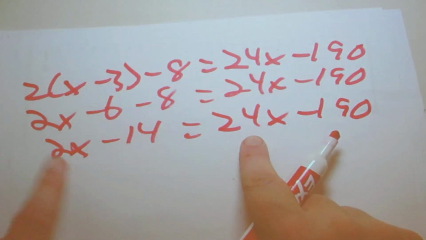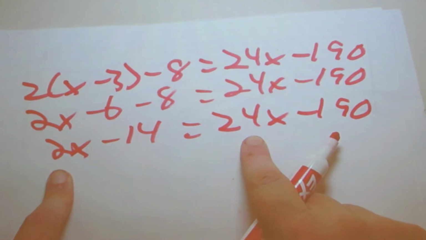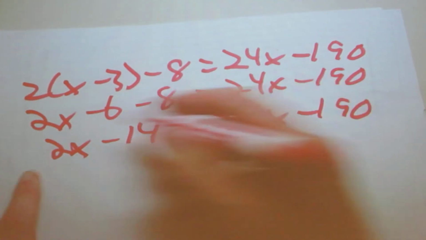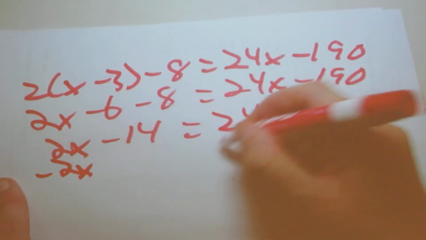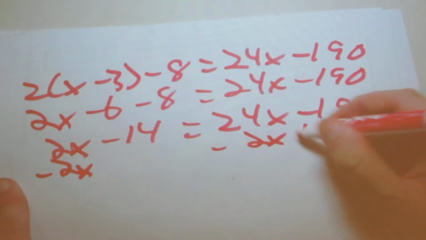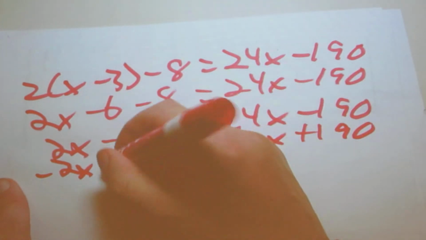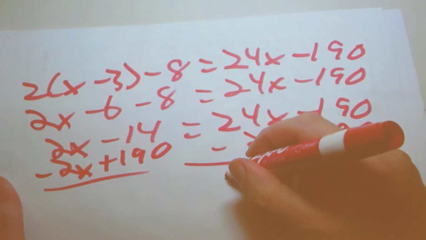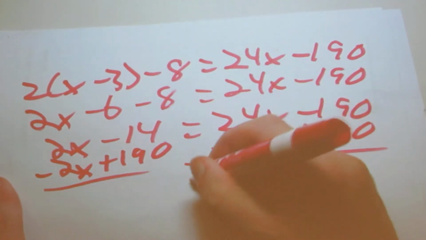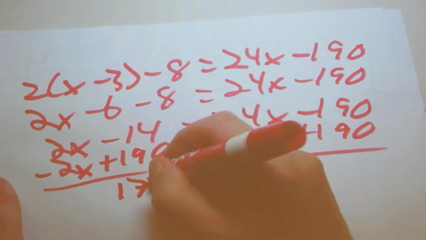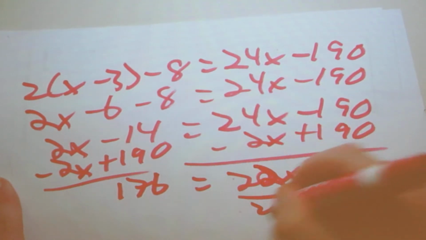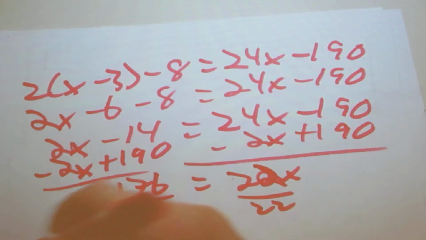Since 24x is bigger than 2x, I'm going to move my x's to the right, which means I'm going to move my numbers to the left. So minus 2x, minus 2x, plus 190, plus 190. Here I'm going to get 22x equals 176. Divide both sides by 22.